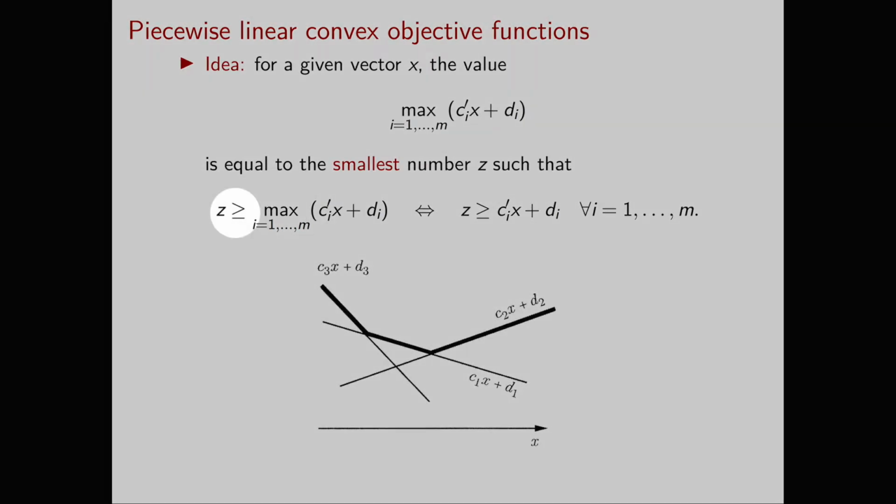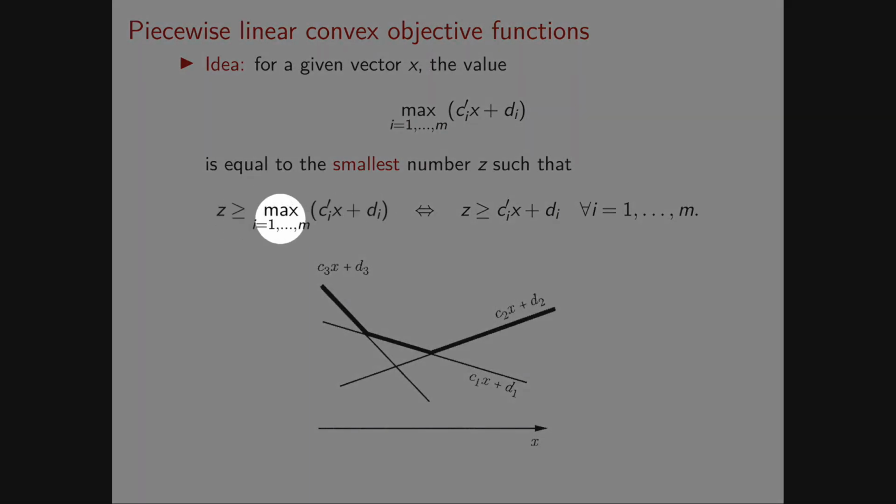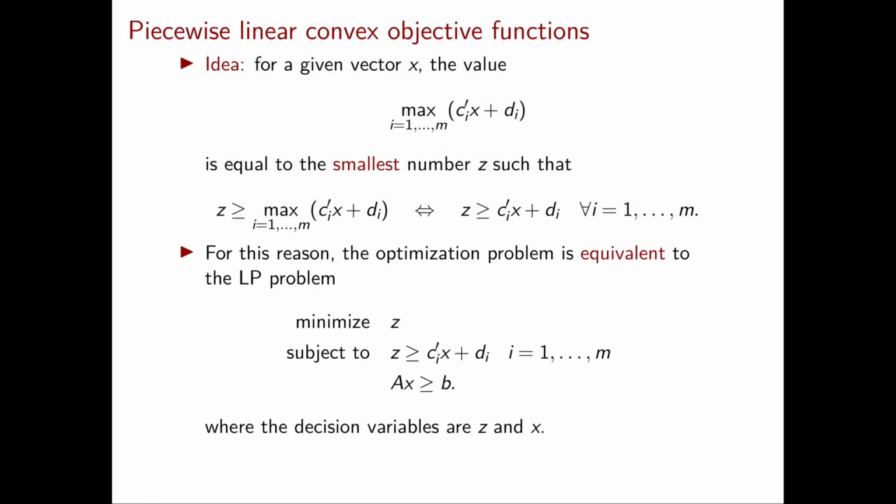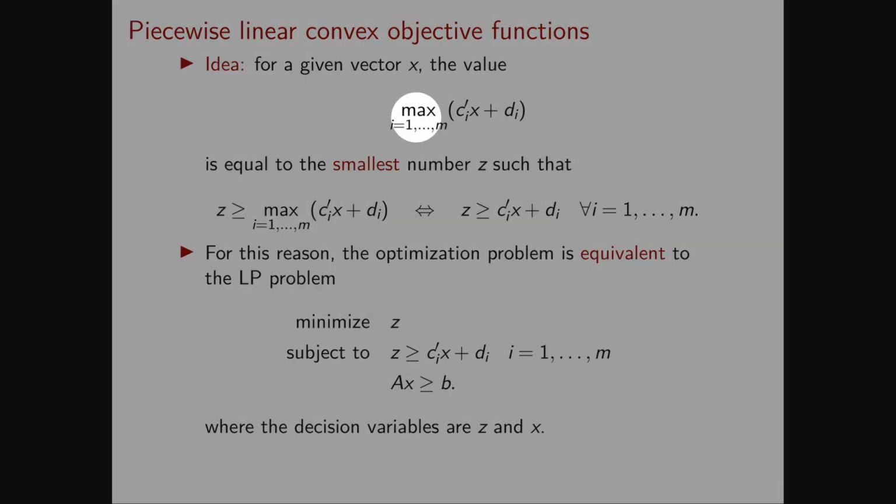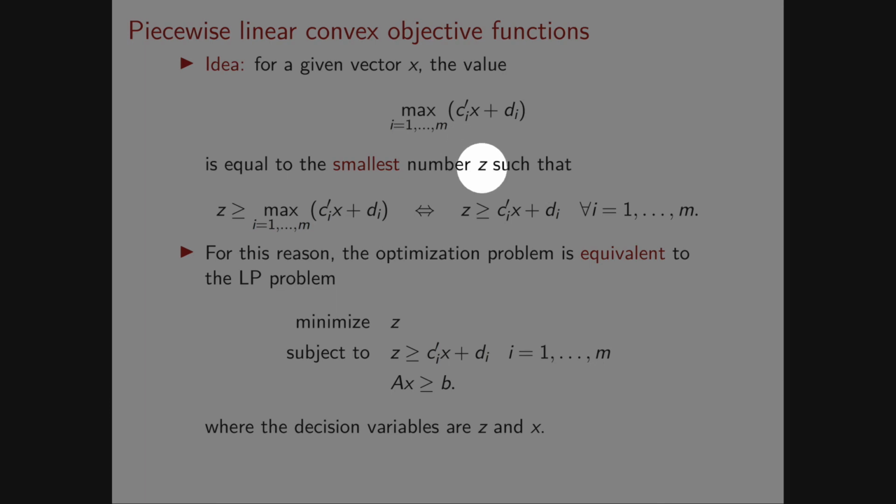But we have seen an inequality of this form before when we were discussing constraints, and we know how to rewrite with only linear inequality constraints a piecewise linear convex function less than or equal to z. How can we do that? We can replace it with z greater than or equal to c_i transpose x plus d_i for every i that ranges from 1 to m. So we've just understood that our max is exactly the smallest z that satisfies all these constraints.